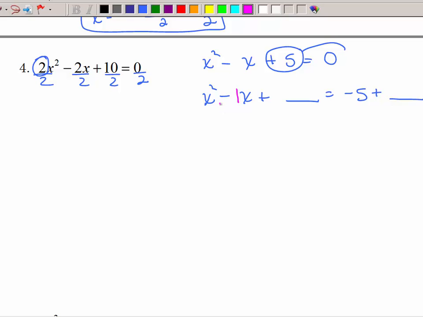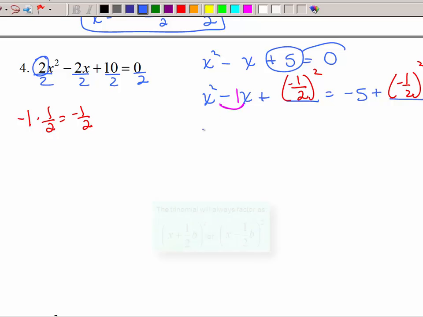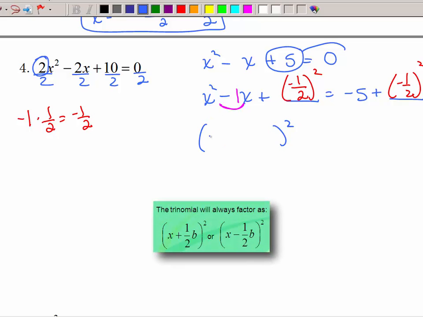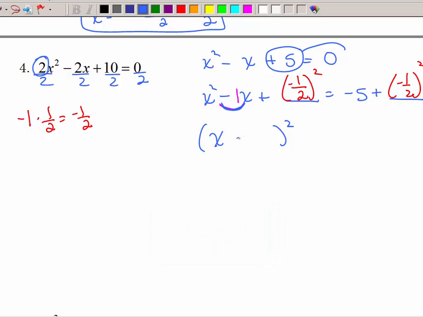There's a 1. Again, that's an odd number. So when you have an odd number, to take half of an odd number, just put it over 2. It's negative 1 times 1/2. Right? And we want to square it. Not that hard. Take a deep breath. Now we're ready to factor it. Remember, it's x and then whatever half of that is, and that's why I write it as negative 1/2. I don't go ahead and square it because that helps me put it in that parenthesis.